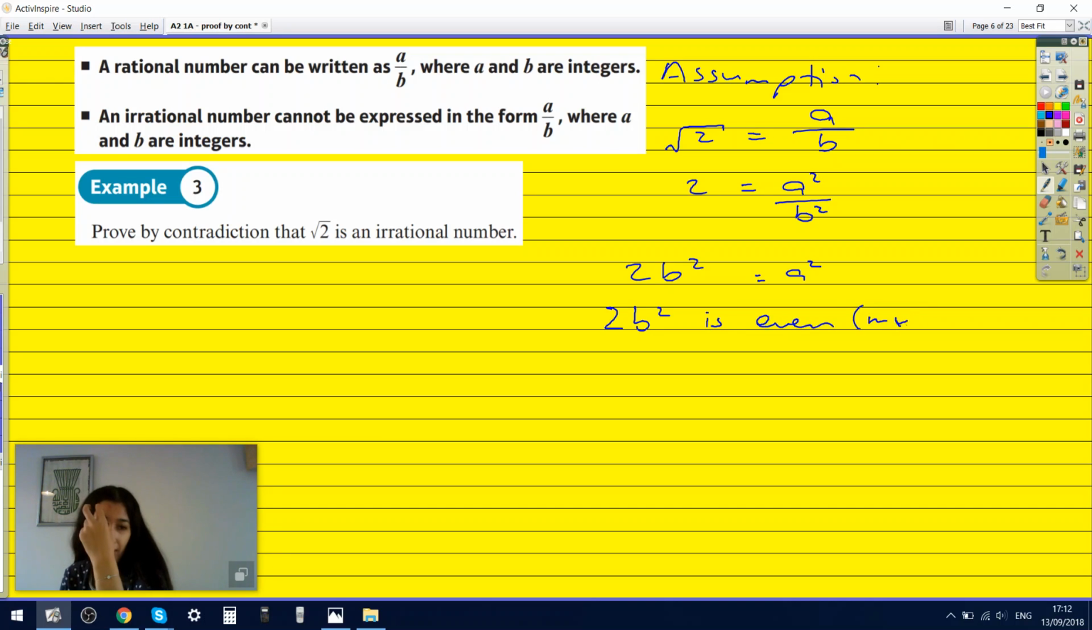Well, that doesn't really get me anywhere, to be fair. 2b squared, I suppose, is always even because it's a multiple of 2. A squared is odd for the odd numbers because odd times odd equals odd. But if 2b squared is even, doesn't that mean a squared is even? 2b squared equals a squared. Well, we are contradicting it, so we've assumed the opposite.